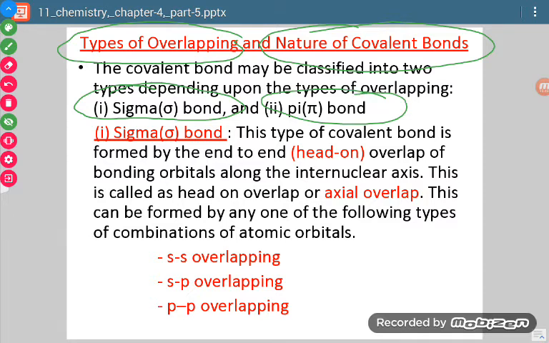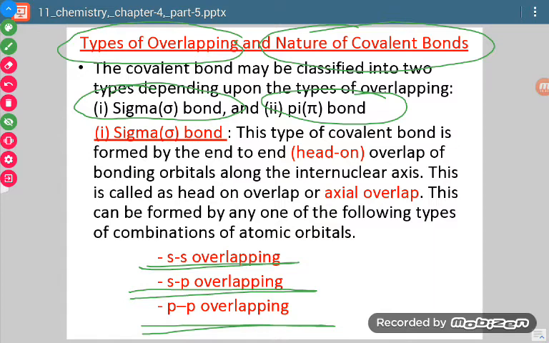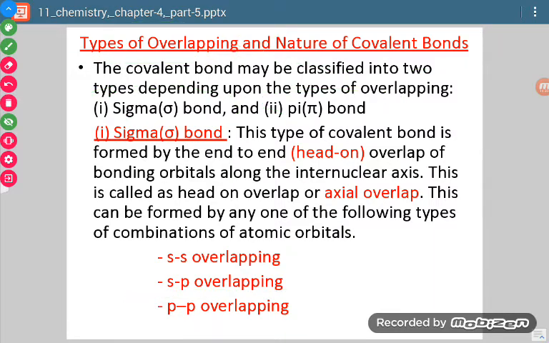Okay. Sigma bond, this type of covalent bond is formed by the end-to-end or head-on overlapping of the bonding orbitals. So when there is head-on collision or head-on overlapping or end-to-end overlapping between the bonding orbitals, then it is called sigma bond formation, or it is called axial overlap. Okay. And this is possible in three ways. Either two s orbitals can overlap, one s and one p can overlap, one p and another p can overlap. So in three ways we can form sigma bond.